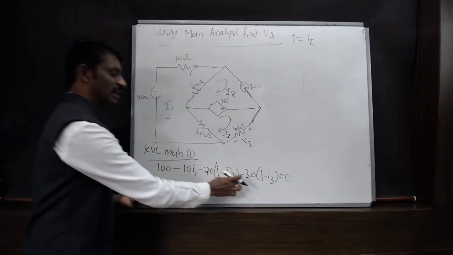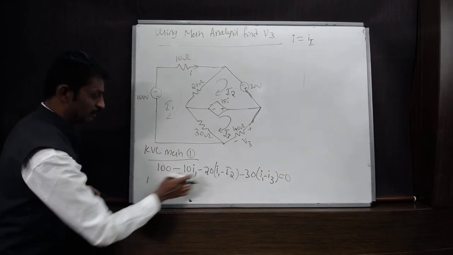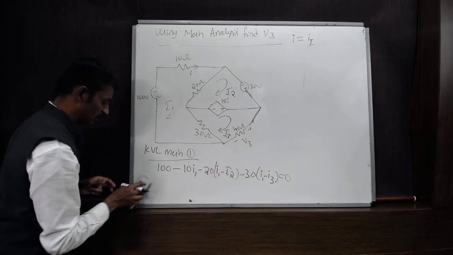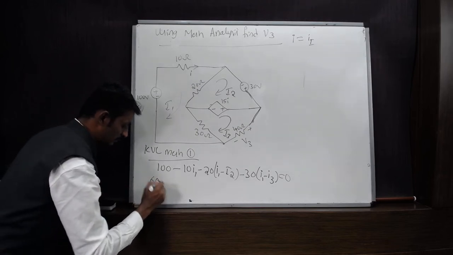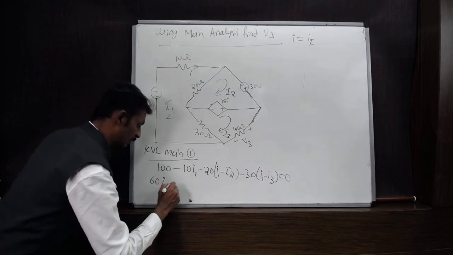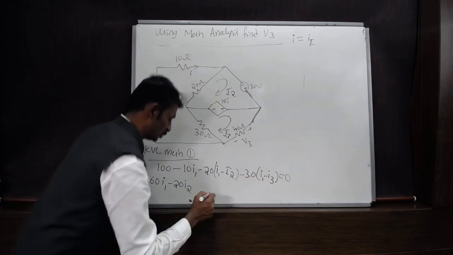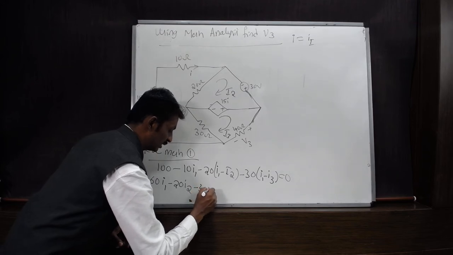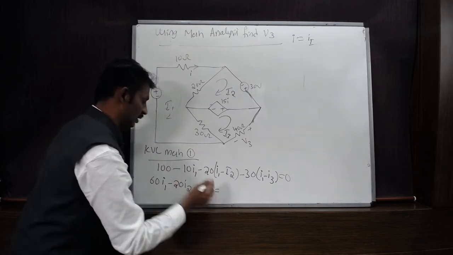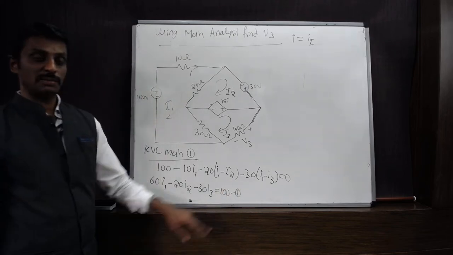Now let us aggregate the I1, I2 and I3 terms. So we will get 10 plus 20 plus 30, which is equal to 60 ohm: 60 I1 minus 20 I2, since there is only I2 there, and minus 30 I3, is equal to 100. Call this equation number 1.